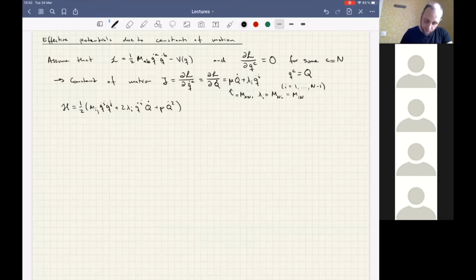And then we have the potential. And note that the potential by assumption is not a function of the capital Q. It only depends on the q's which we're not trying to get rid of, because the derivative with respect to Q was equal to 0.